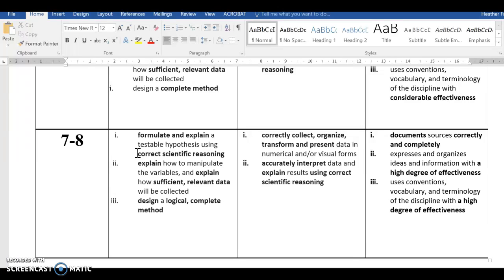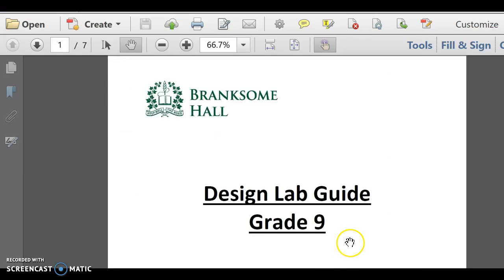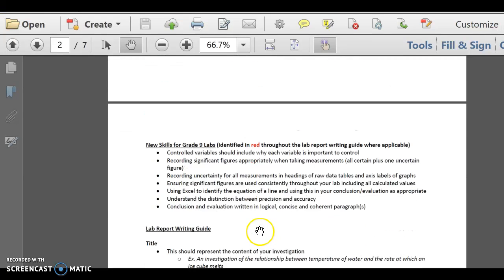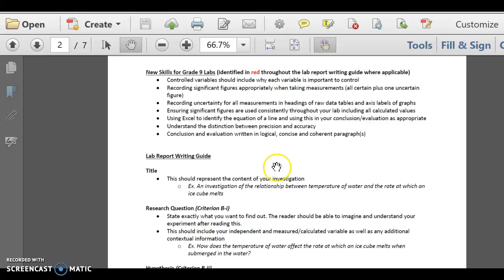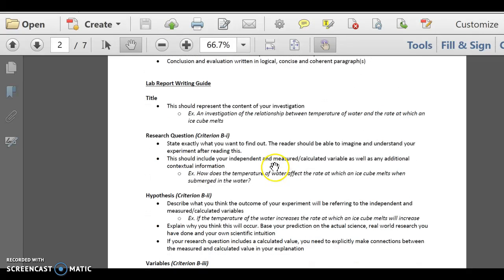So those are two things I'd like to see in your hypothesis this time around. In the lab guide, we can use the lab guide as a checklist to go through and make sure that we are following and building our reporting according to our protocols. So we want to do a title that actually says what the investigation is about. So here's an example. This is an investigation of the relationship between the temperature of water and the rate at which an ice cube melts.